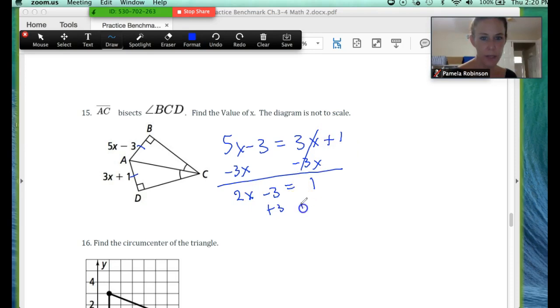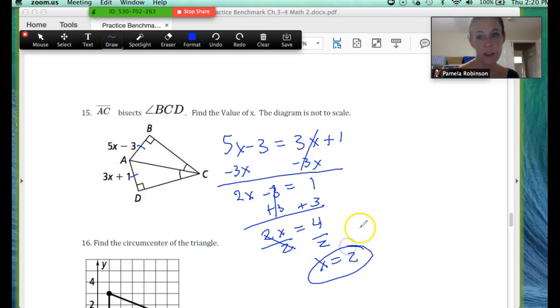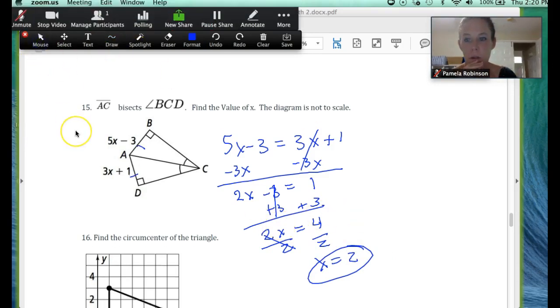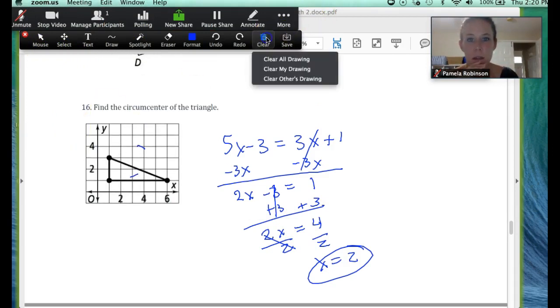Now add 3 to both sides, and that eliminates that. You get 2x equals 4. Divide by 2. You're going to get x equals 2. Now we figured out the value of x and we're finished with that one. All right, on to the next. Let's do the mouse and clear that.